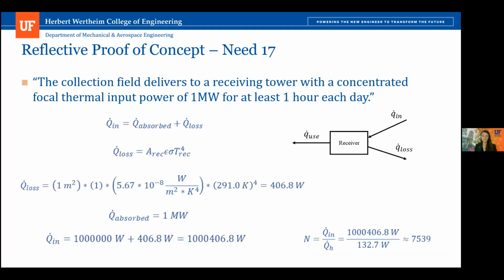So this user need specifies that 1 megawatt is to be produced. For this user need, we determined that the number of heliostats required were determined from that 1 megawatt. You can see in our math, we account for that and some loss in order to determine the number of heliostats required. And then therefore we have to meet that metric.